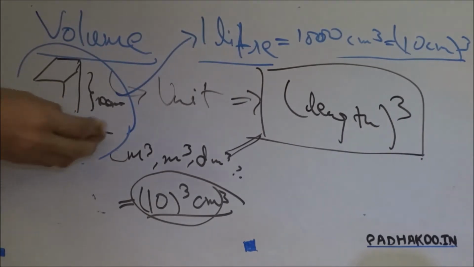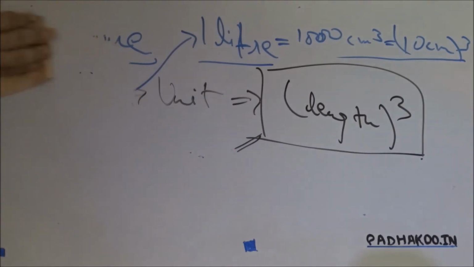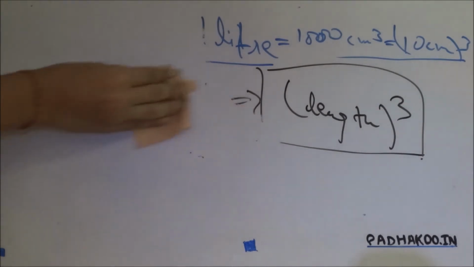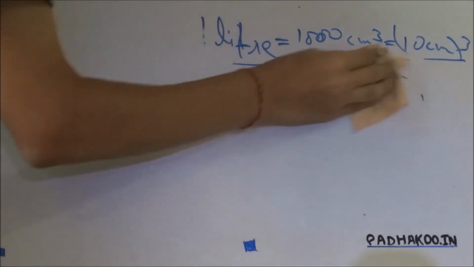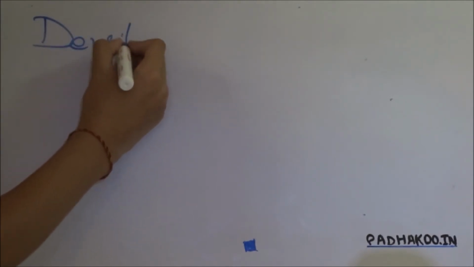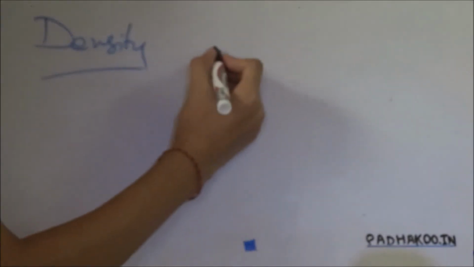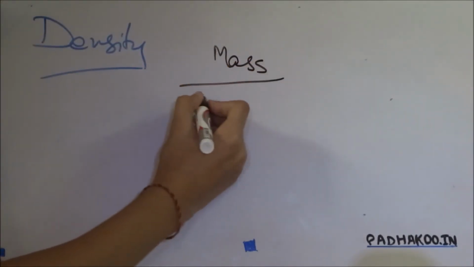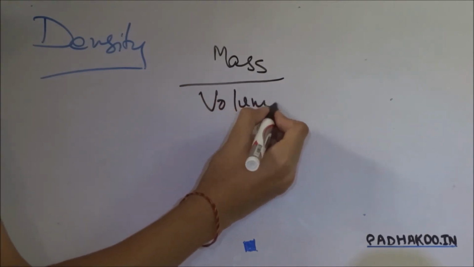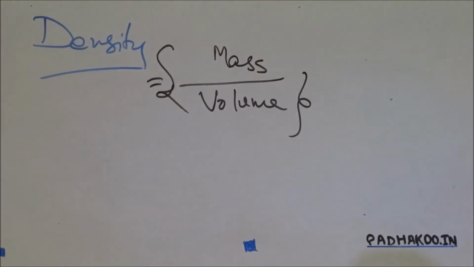Now we have defined the volume and mass, so we can relate them. We can relate them as density. Basically, density is the ratio of the mass of an object to the volume occupied by it.